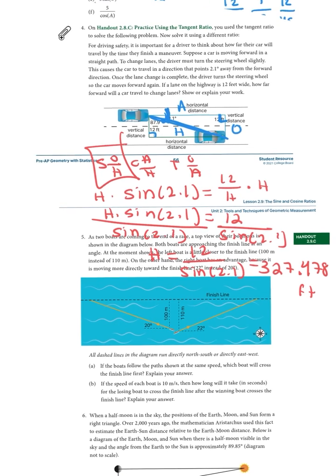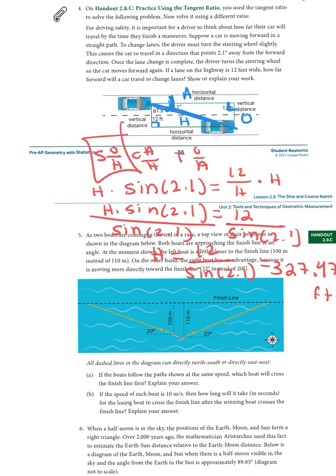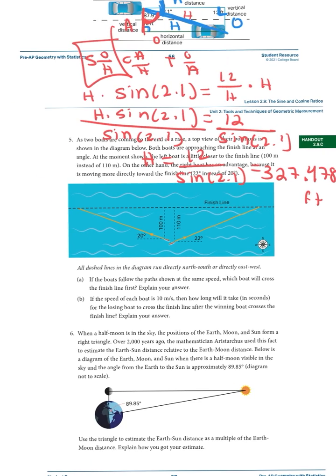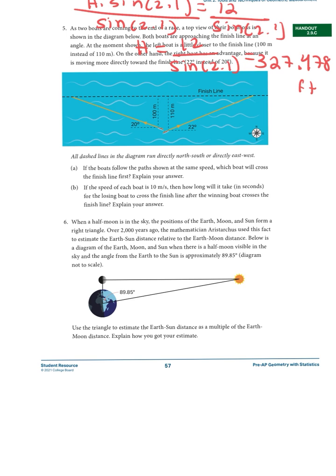If you wanted to use the angle 87.9 right here, you could have also done that. That would mean that this is your opposite, this is your H, and this would be your adjacent. And you know that this is 12 feet. So you could have done opposite over hypotenuse, same thing. It would have been sine. So you could have done that as well. Okay, but yeah, that's the answer. All right, moving on.